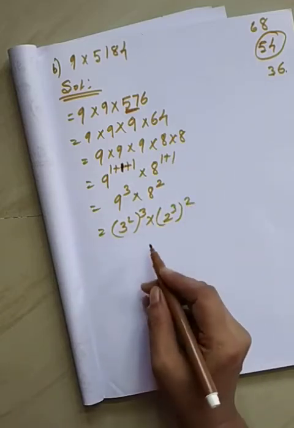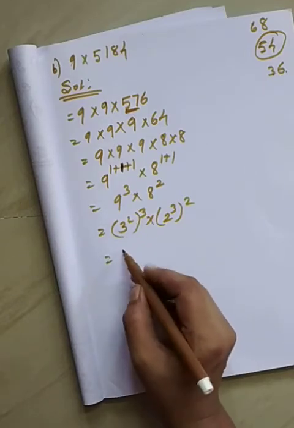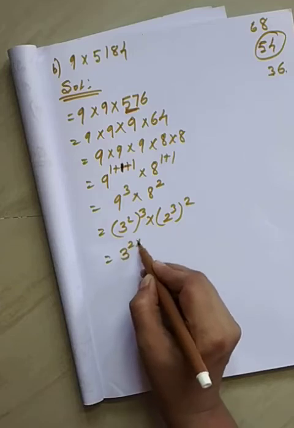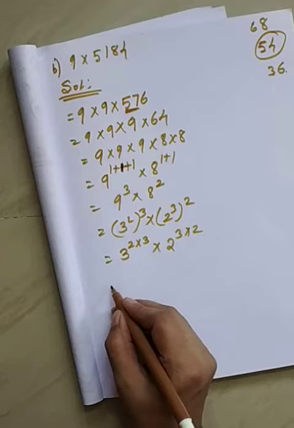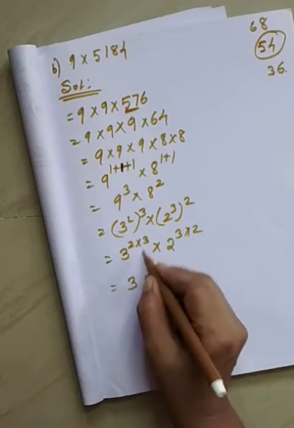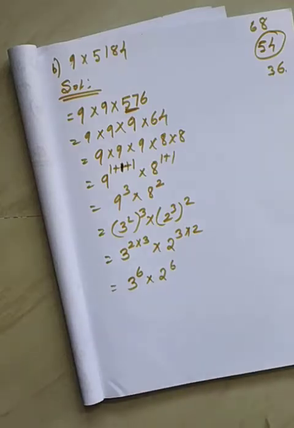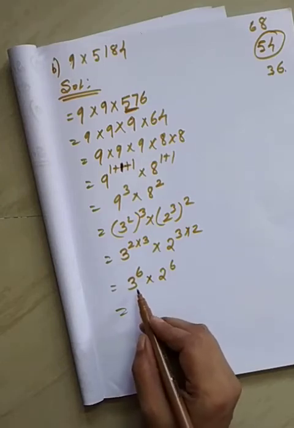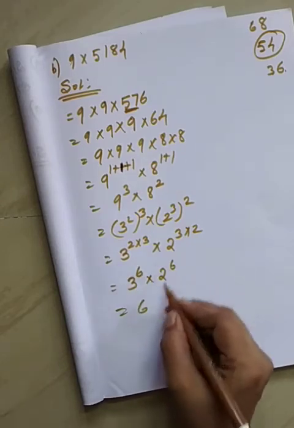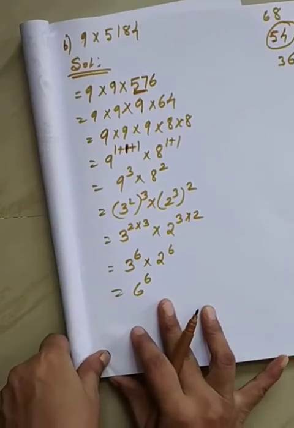Right? This square. See here, a power m whole power n means a power m into n. So 3 power 2 into 3, into 2 power 3 into 2. Now you have to see 3 power 2 3s are 6, into 2 power 3 2s are 6. In this one the base is different but the order is same. So you can multiply. See what is that? 3 2s are 6 and then put 6. So your answer is 6 power 6.